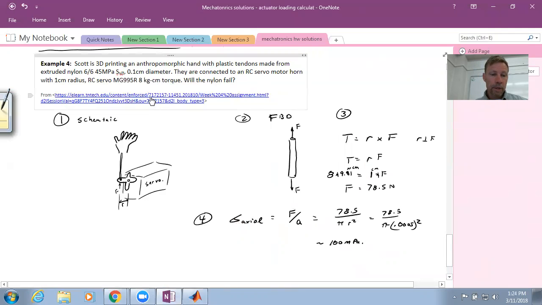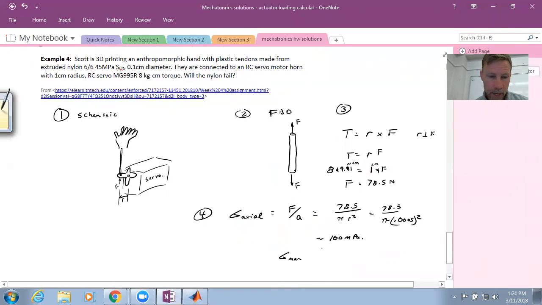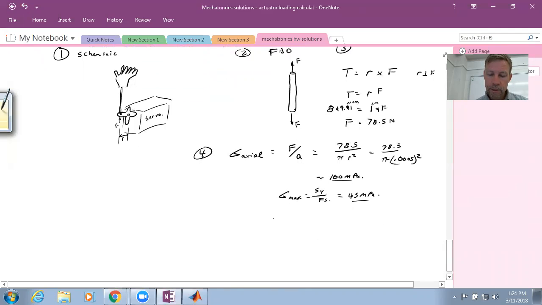Will that fail? The ultimate is 45 megapascals. So my sigma has to be less than or equal to my sigma max, which is my yield stress divided by my factor of safety, which let's just assume is 1, so that's 45 megapascals. That is 100 megapascals, not less than 45 megapascals. So his tendon fails. It clearly fails. Not even close. And that doesn't even assume a reduction for 3D printing. Okay.